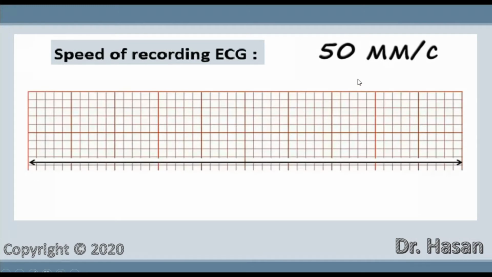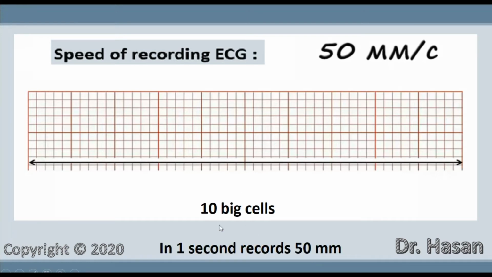Similarly, consider an ECG recording speed of 50 millimeters per second. This speed means that 50 millimeters of tape is recorded in 1 second, which corresponds to 10 large cells. This means that 10 large cells are recorded in 1 second. This means that 1 large cell is recorded in 1 second divided by 10 cells. It is equal to 0.1 second. This means that the duration of 1 large cell is equal to 0.1 seconds. Accordingly, the duration of a small cell is equal to the duration of a large cell divided by the number of small cells in it.